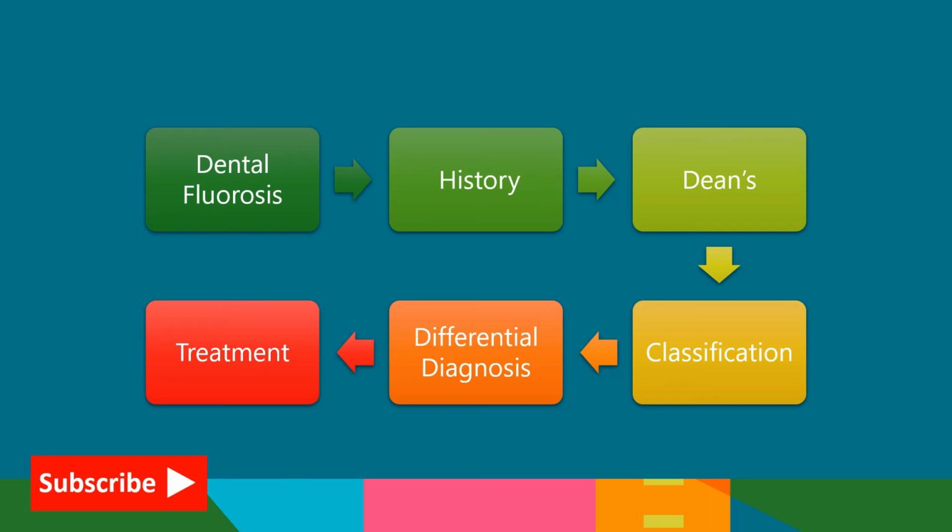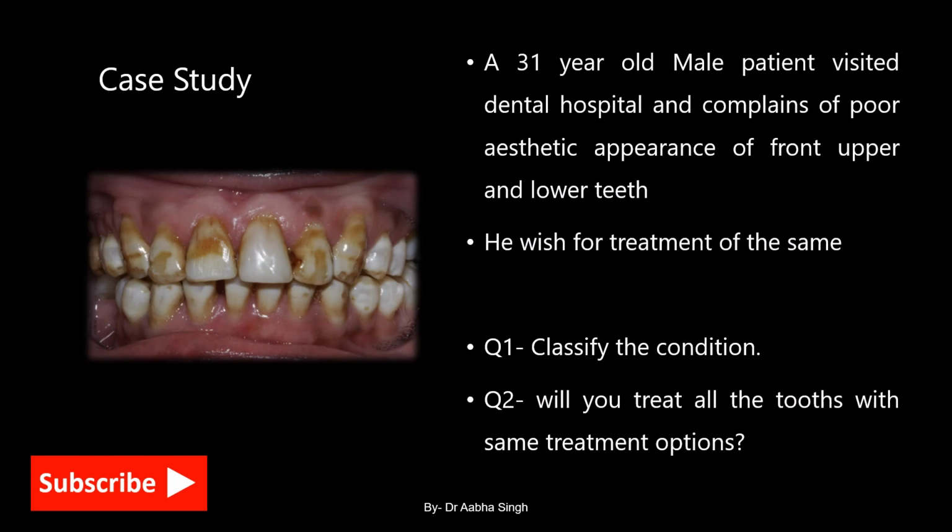Now let's have a quick test and have a look at a case study. A 31-year-old male patient visited a dental hospital and complained of poor aesthetic appearance of front, upper and lower teeth. He wishes for treatment of the same. Then how do you classify this? In which category will it fall according to Dean's classification? And will you treat all the teeth with the same treatment option, or what treatment option are you going to follow?